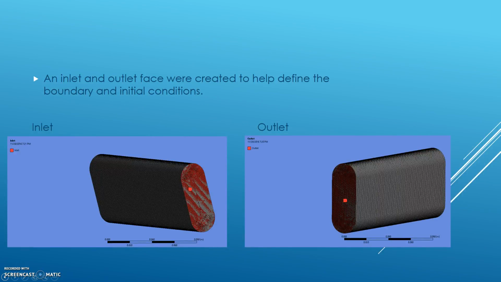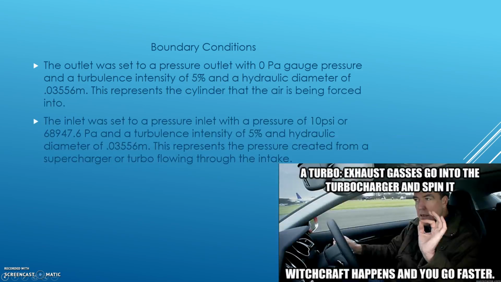An inlet and outlet face were created to help define the boundary and initial conditions. The outlet was set to a pressure outlet with 0 Pascal gauge pressure and a turbulence intensity of 5%, and a hydraulic diameter of 0.03556 meters. This represents the cylinder that the air is being forced into.